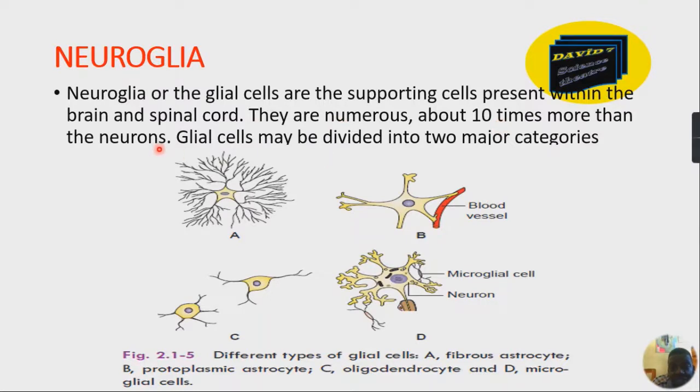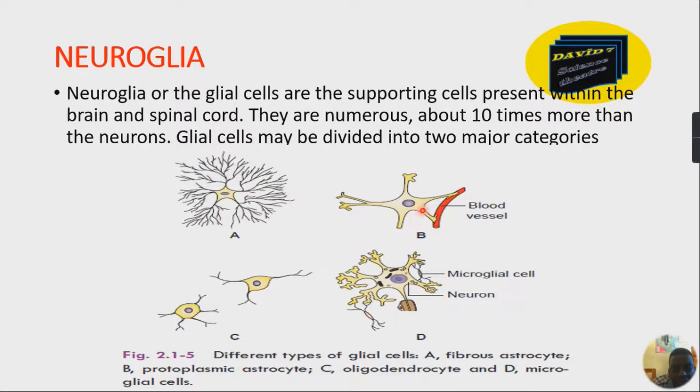Glial cells may be divided into two major categories. You're going to see those categories, and they will be microglia and macroglia. But if you just look at these diagrams here, you have different types of glial cells, and the A are the fibrous astrocytes. Okay, this is a fibrous astrocyte. Astrocytes are divided into two more groups, so this is the fibrous form.